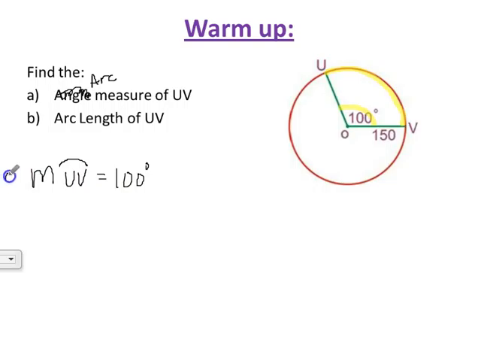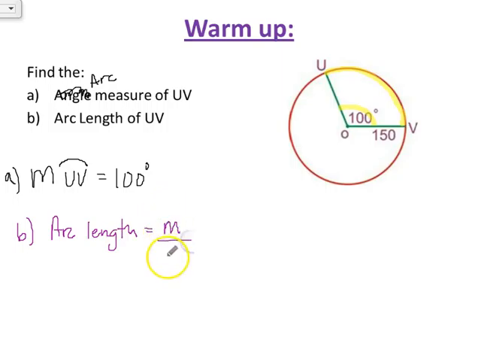Now to do part B, we need to do a little bit more work. Remember, the arc length is a portion of the circumference. And to find arc length, we've got a little formula. We are going to take the arc measure and divide it by 360 degrees and then multiply that by the circumference of the circle. And remember, to find the circumference of a circle, it's 2 pi r. So that's the formula we're going to use.